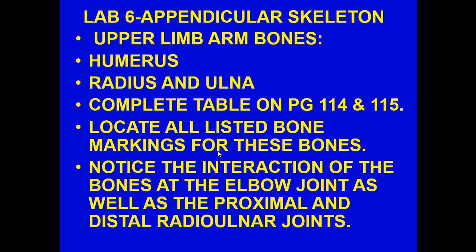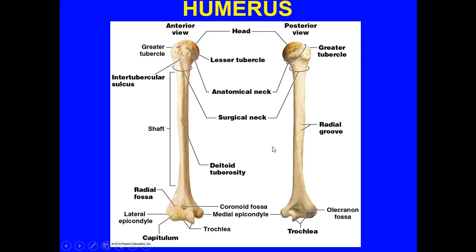In these three bones, you want to locate all the listed bone markings for these bones. Notice the interaction of the bones at the elbow joint as well as the proximal and distal radial ulnar joints. Here's what I mean. Let's take a look here at the humerus first. Here is the head. Here's the lesser tubercle right here. The anatomical neck, the greater tubercle, the intertubercle sulcus. This is kind of an impression right here.